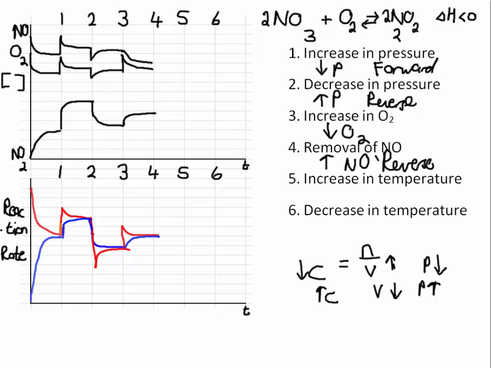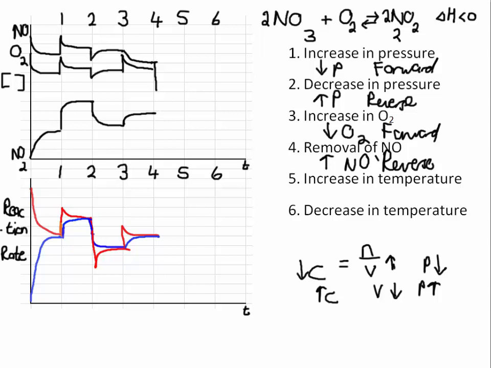If our reverse reaction is favored, remember that we will see that NO is going to show a very sharp decline, like that. And if we look at O2, it doesn't show a sharp decline. NO2 also doesn't show a sharp decline.